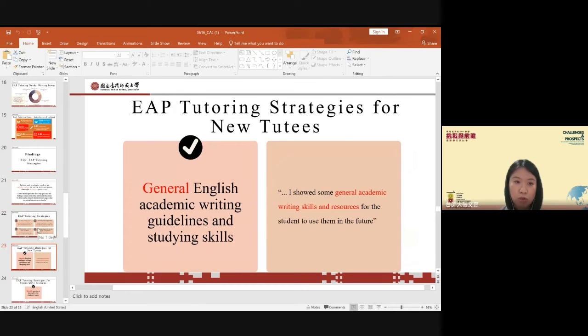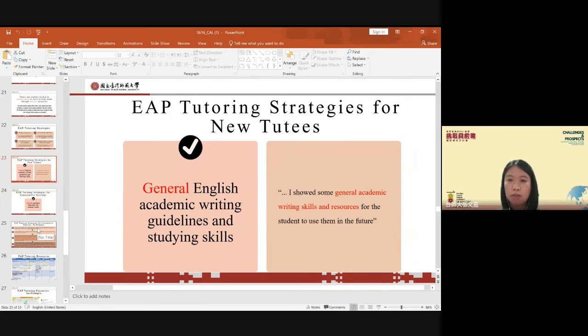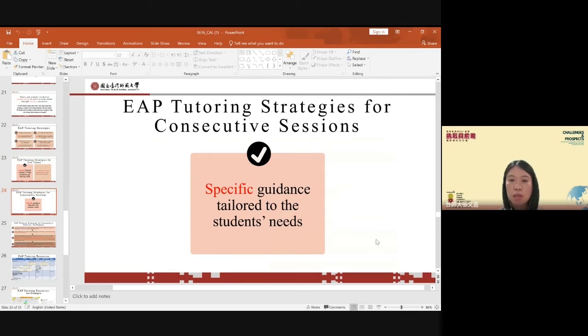Tutors also reported they would have different kinds of strategies when meeting new students and when students keep booking their own sessions. If they're meeting new tutees, a lot of them would share general English academic writing guidelines and studying skills if they don't have a complete draft. And if they have students who keep booking their own sessions or having consecutive sessions, they usually provide more specific guidelines tailored to that student's needs.